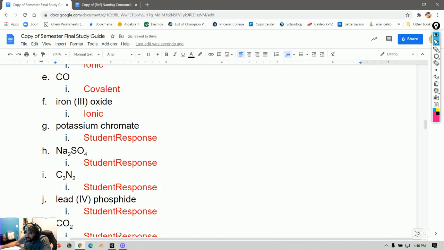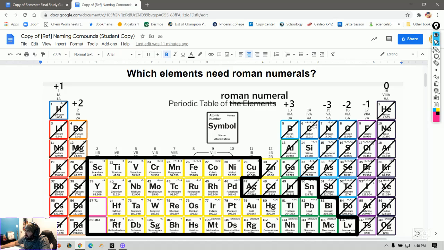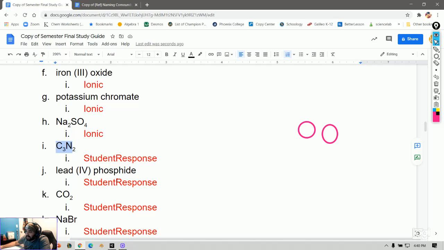Potassium and chromate. Well, this is not even an element. Anytime you see a polyatomic ion, this is a dead giveaway, ionic compound. Okay. Sodium sulfate, again another polyatomic ion, so we call this ionic. CN. Well, let's look. Carbon and nitrogen. This is a covalent compound.